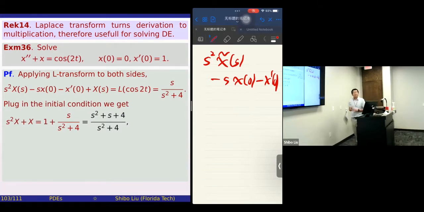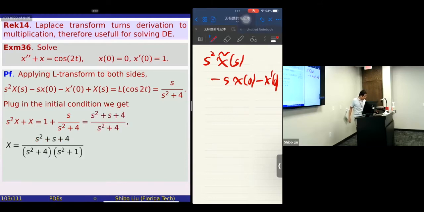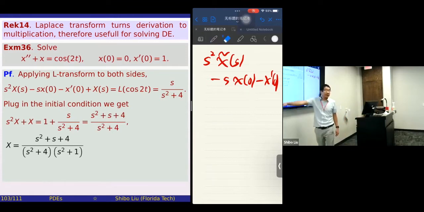Consider this as an equation in capital X. Then this is an algebraic equation. There is no derivative involved. We solve this algebraic equation for capital X. We see that X is this fraction. Now, the inverse Laplace transform of this function, capital X, which is a function of s. After you take the inverse Laplace transform, you get the original function, small x, which is the solution of our problem.